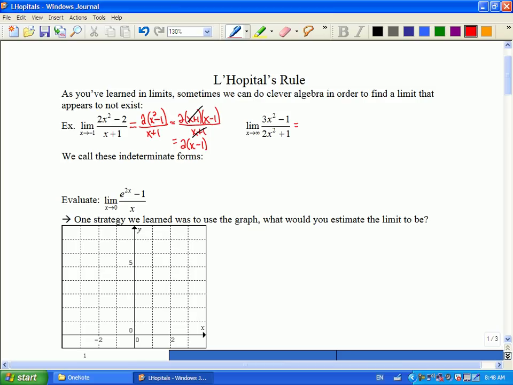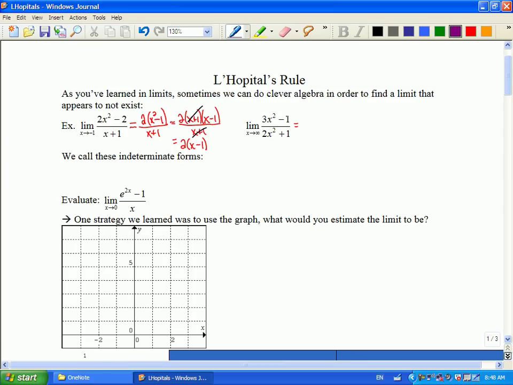Horizontal asymptotes. So part of curve sketching that we've talked about in this unit was the main features. So vertical asymptotes, horizontal asymptotes, critical points, and inflection points, all those things that can help you sketch. So in this instance, yeah, we're looking for horizontal asymptote. What's the value going to be? Yeah, 3 over 2.